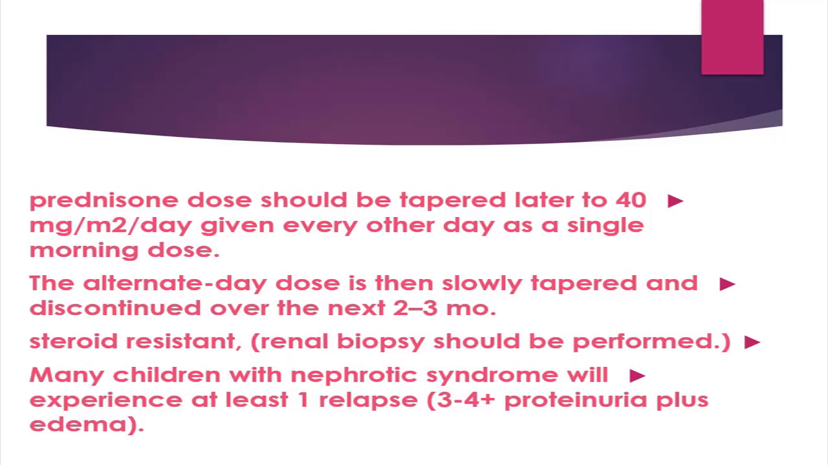Many children with nephrotic syndrome will experience relapse, at least one relapse. Relapse means that after remission, when the protein disappeared from the urine, the edema and proteinuria come back again. Because the exact problem in the disease is, as we said, a change in the immunity, so anytime this immune system could be affected.